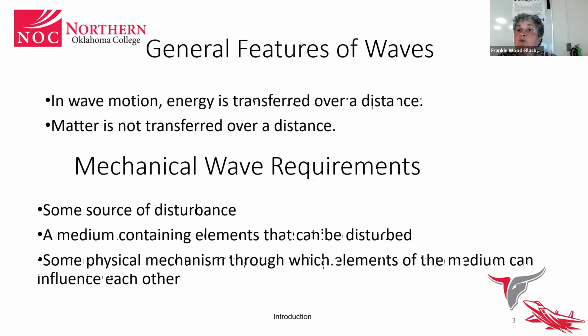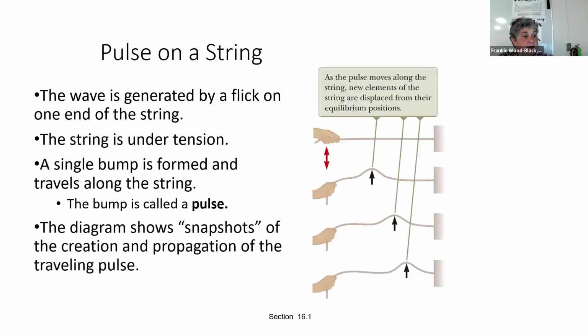Mechanical waves require a disturbance of some type. That could be my voice, that could be the speaker moving in and out, that could be a flick of a string, but I've got to do something to get it started. And the elements of the medium can be disturbed. My atoms can be disturbed. If I'm doing a longitudinal wave for sound, I can get increased density and rarefaction, increased density and rarefaction, as I move my little air molecules. And I have to have that physical connection to have it move over. So you'll have those. So our pulse on a string.